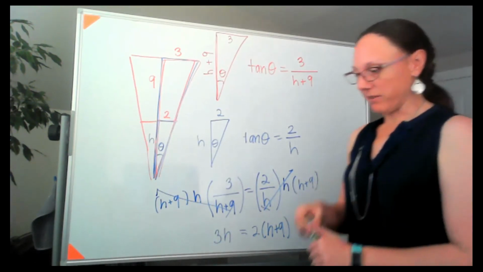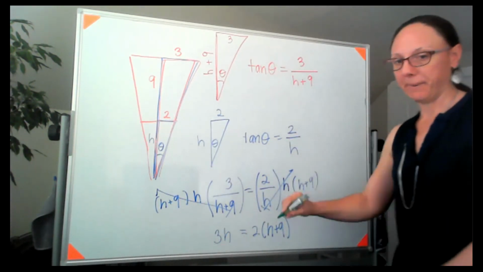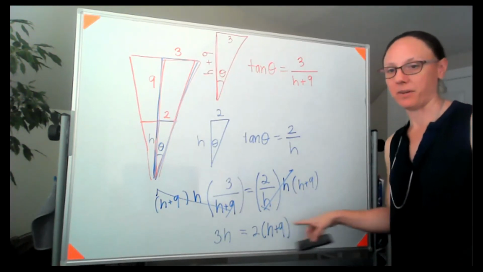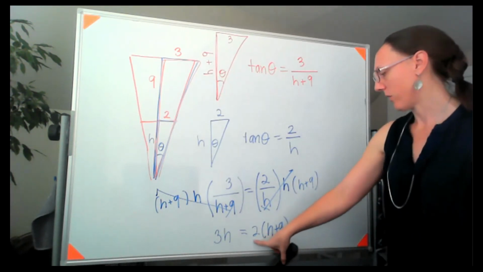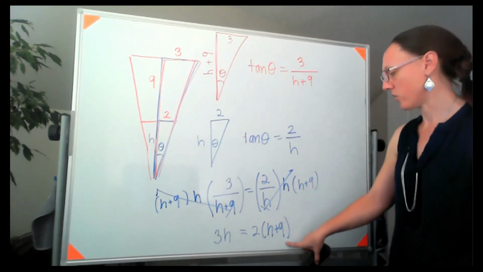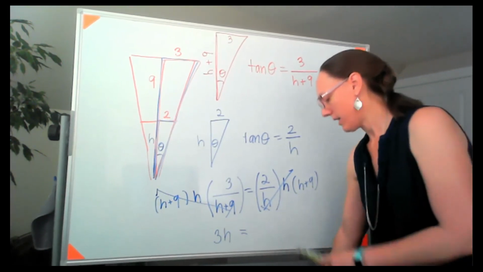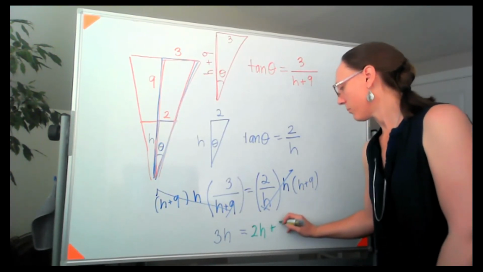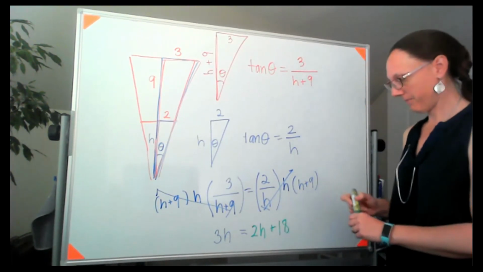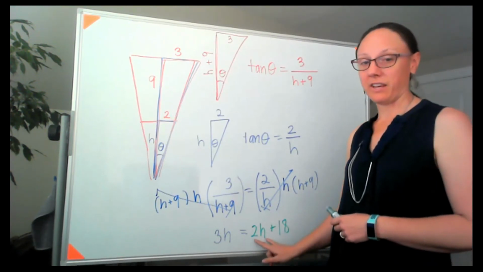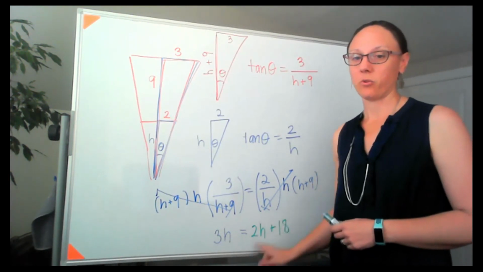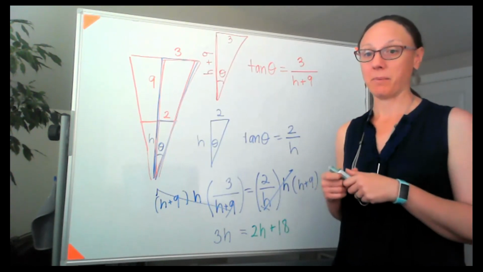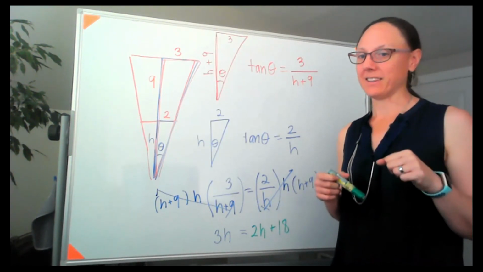I didn't leave myself a ton of room to write here, but by the magic of an eraser, I'm going to distribute that out. So I'm looking at 2 times h plus 2 times 9, and I'm going to get 2h plus 18. And finally, if I subtract that 2h, 3h minus 2h, I'm going to be left with just the 18 that folks were typing in. And I didn't lose sight of it.